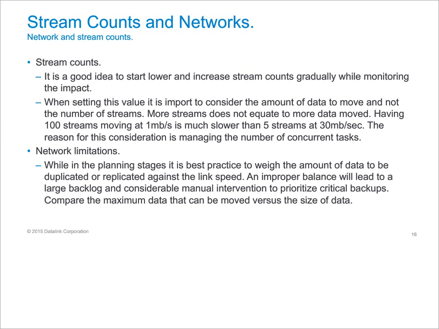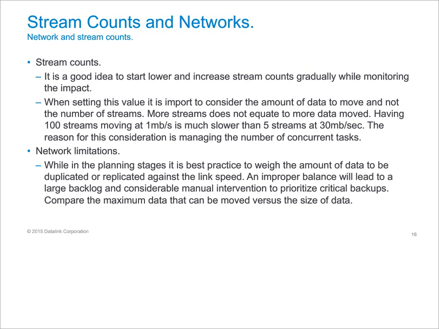It really comes down to the number of concurrent tasks that your media server is going to be asked to perform. Network limitations. While in your planning stages, it's best to weigh the amount of data to be duplicated or replicated against your link speed. In the case of a WAN link where you're replicating to a remote site, consider what your link is and how much of that link you're able to use for moving data. Most companies will have a WAN link, and that link will serve as their connection between offices for email and other things, and we don't want to overwhelm that, so you want to weigh that in.